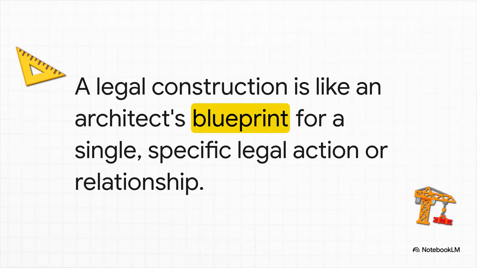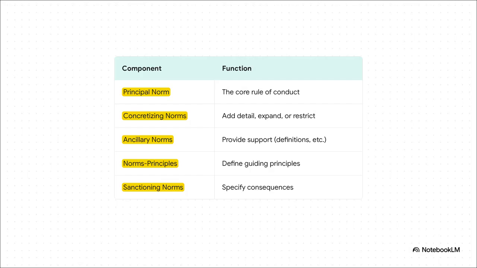To make this a bit more tangible, let's stick with that architecture analogy. Each legal construction is like a detailed blueprint, but one that's designed to achieve a very specific function within the larger structure of the law. Now, this is where we see the real genius of the blueprint. A legal construction isn't just one rule. It's a whole purpose-built assembly of different types of norms, each with a specialized job.